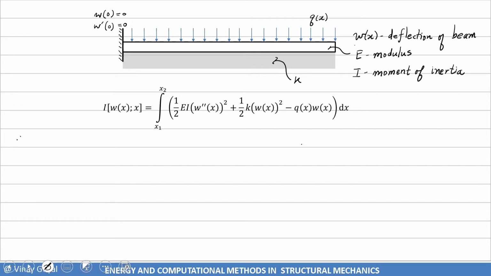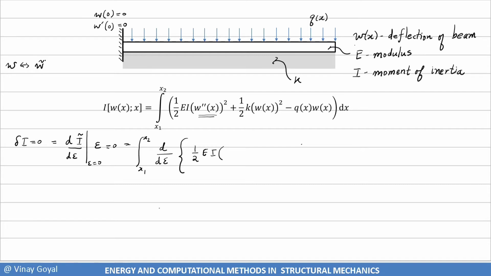To do that, again, I'll find the first variation of I and set it equal to 0. So I have to find the first derivative of I tilde with respect to epsilon and set epsilon equal to 0, times epsilon, and that is equal to 0. So this is equal to the integral from x1 to x2, and then the derivative of this expression like that. Anytime I have W, I'm going to substitute it for W tilde, which is W of x plus epsilon eta of x. The first derivative of that is this, and the second derivative of that is this. And so now I'll go ahead and substitute that in there.